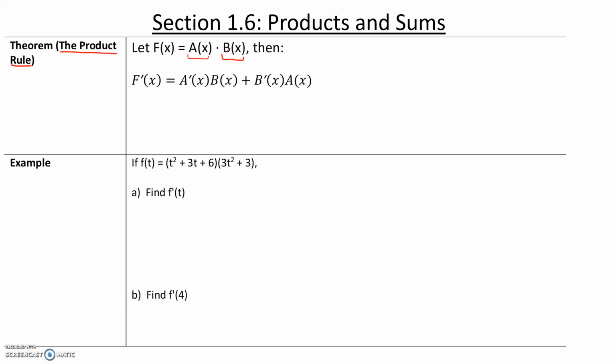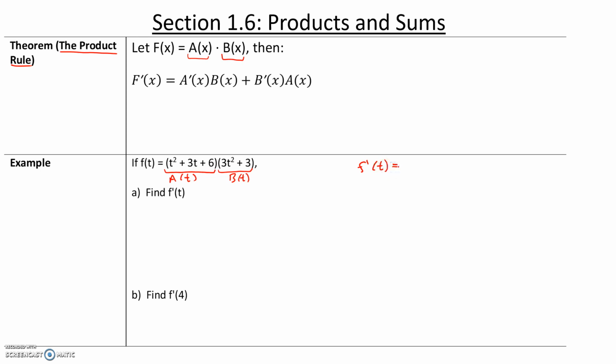Let's take an example. We have f of t equals t squared plus 3t plus 6 times 3t squared plus 3. So f of t is a product of two separate functions. We will call this a of t. Notice it's not a of x because this is in terms of t. And the second function, 3t squared plus 3, will be b of t. And our objective is to find f prime of t. So let's take a look at the formula for f prime of t.